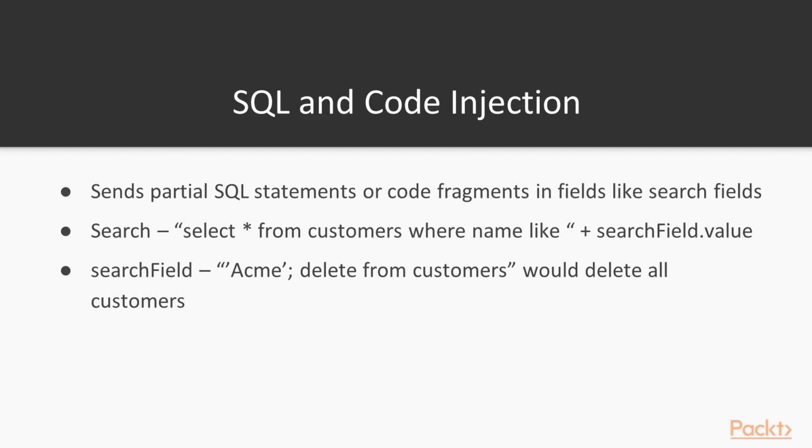SQL and code injection. This happens when somebody has a search field, for example, on a screen, and you can then enter part of a SQL statement or part of a JavaScript piece of code that will do things that are not intended by your application. For example, in a search field, you may put a value, but somebody would put something like Acme and then delete from customers. And if you're not careful and just take the field value into your application, your customers table will get completely deleted.